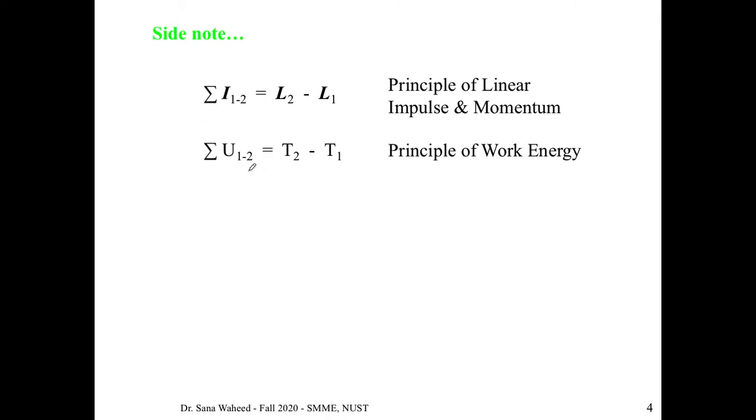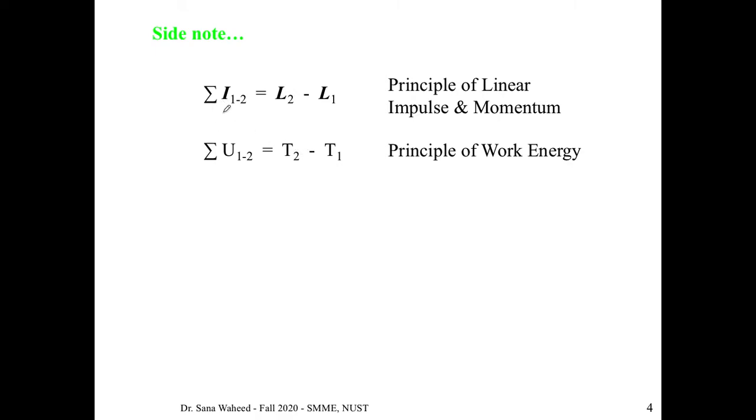So clearly what's happening here is that for the principle of linear impulse and momentum, whatever impulses are acting on the object, the sum of them leads to a change in the momentum. Whereas for the work and energy, it was all of the work being done on the particle leads to a change in the kinetic energy. So even just to say, that sounds so similar, right? Further, let me just point out a few more things.